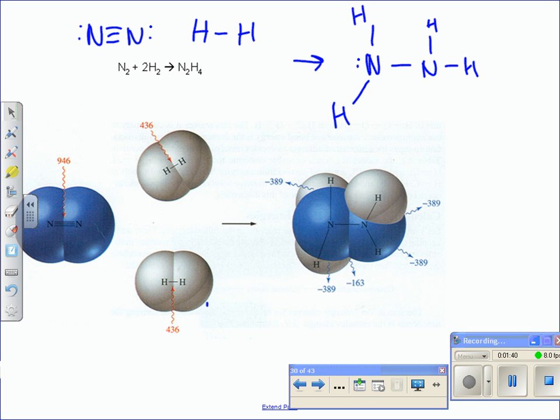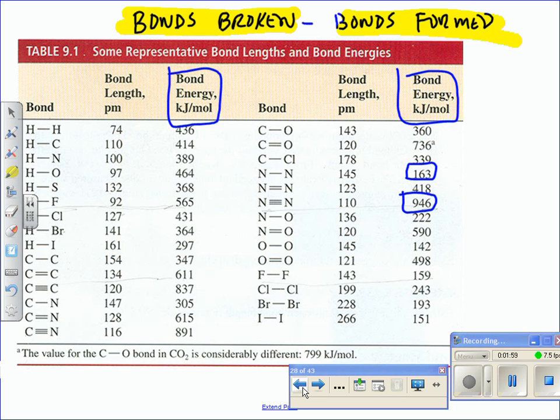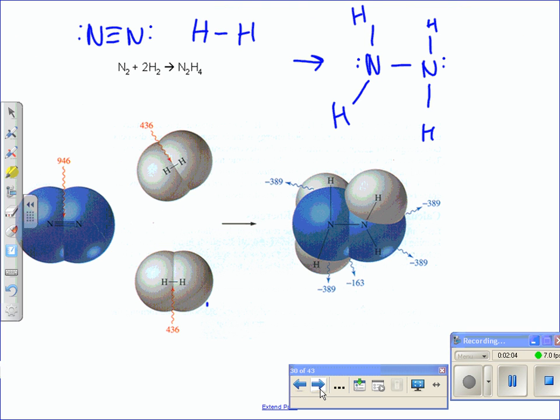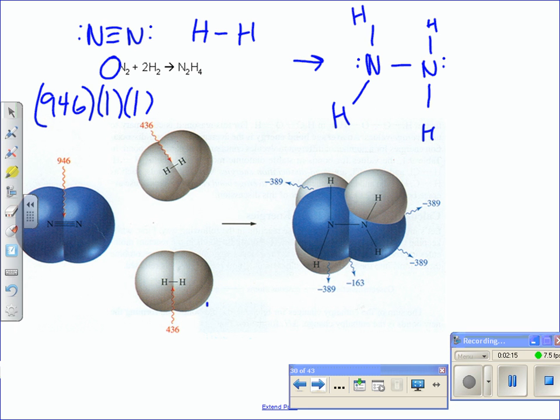Actually, let me fix this. Maybe not like that. So there's the structure. So first thing I do, I take the value from the bond energy table, which is going to be N2 triple bond is 946. So I come back here and I go 946 times the number of bonds. I only have one triple bond, so it's 1. Stoichiometric coefficient from the equation is 1. So 946 times 1 times 1 is going to be 946.